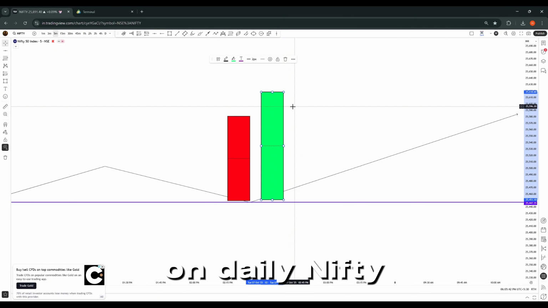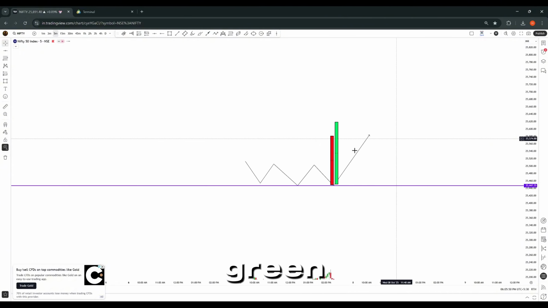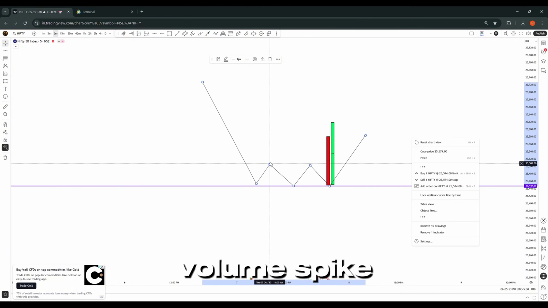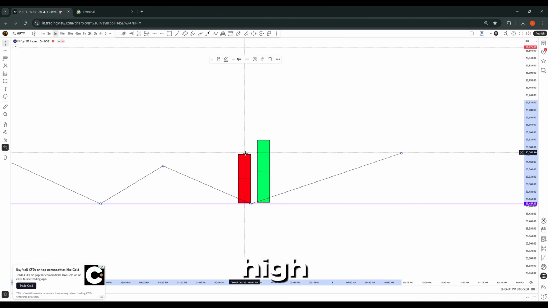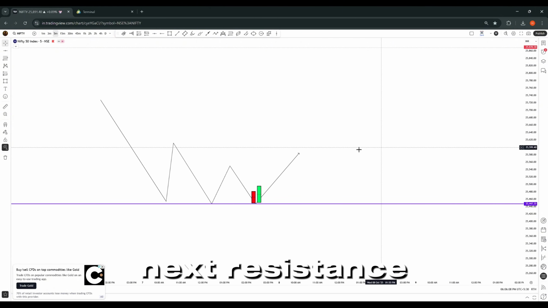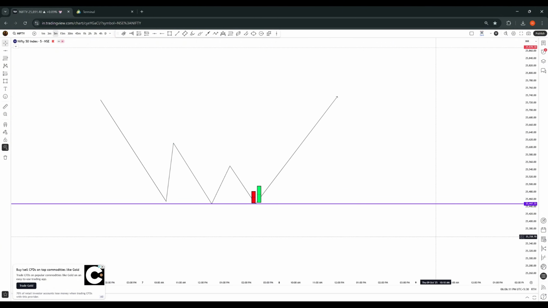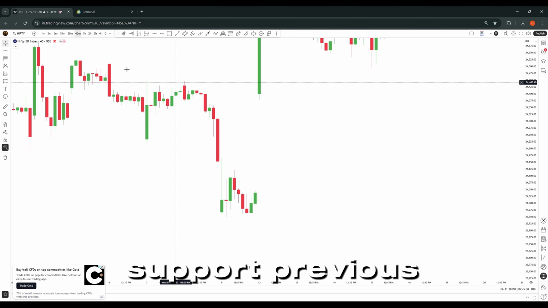Identify: on the daily Nifty chart, spot a downtrend hitting support, look for the engulfing, where the green body covers the red's open to close. Volume spike confirms. Entry: long above the engulfing high, stop below support or engulfing low. Target: next resistance or 1:3 risk. Nifty 50 example: correction to 24,000 support, previous low.